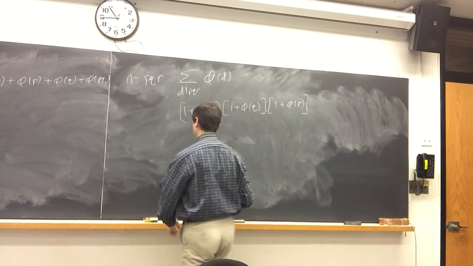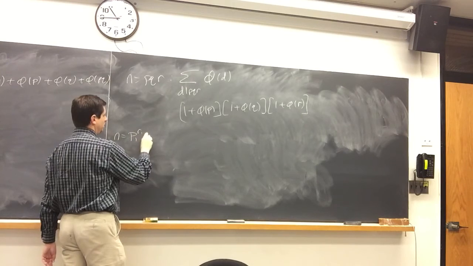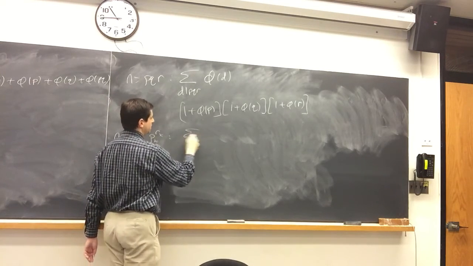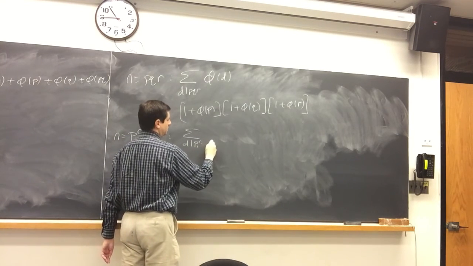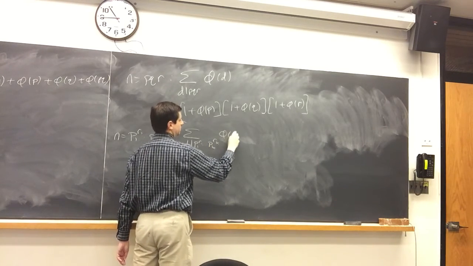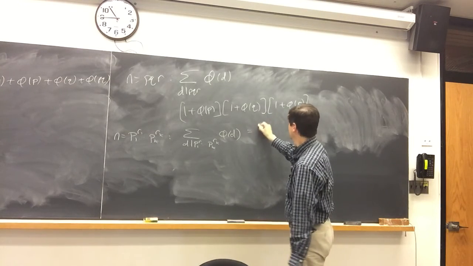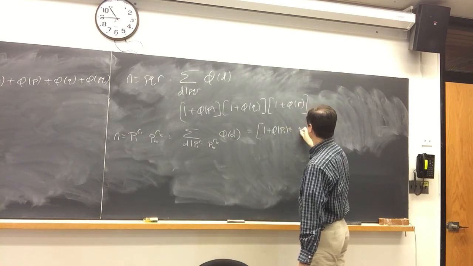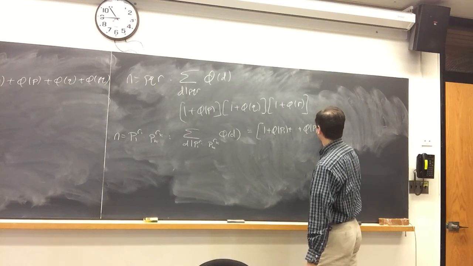So in general, if I give you n is p1 to the r1, through pk to the rk, we'll have a sum over d dividing p1 to the r1 through pk to the rk of phi of d. And I claim this is just going to be 1 plus phi of p1 plus phi of p1 to the r1.